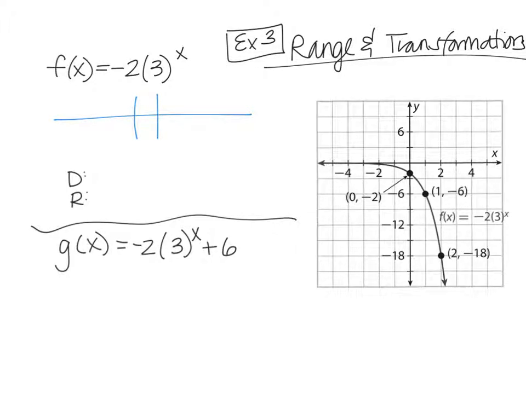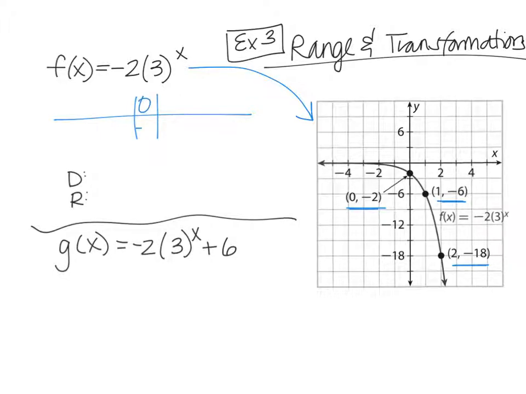All right, so here's our last example, and I'm trying to show you two different things in this example. Just one more example of range, and then also an example with some transformations. So what we have graphed here, if you look, is the equation -2 times 3 to the x. They already give us some points, so I just want to show you the points in the table.